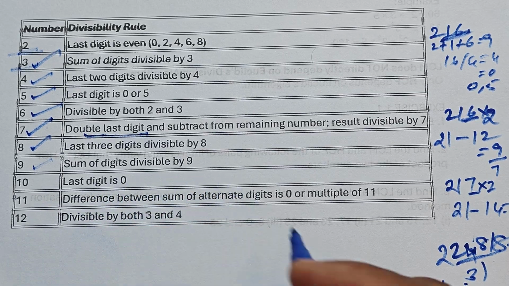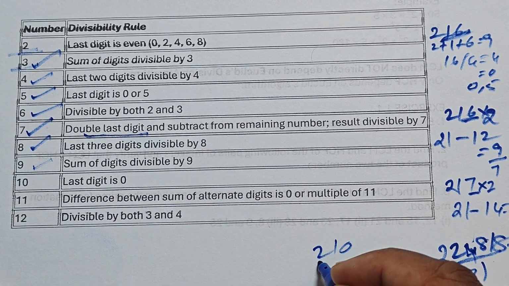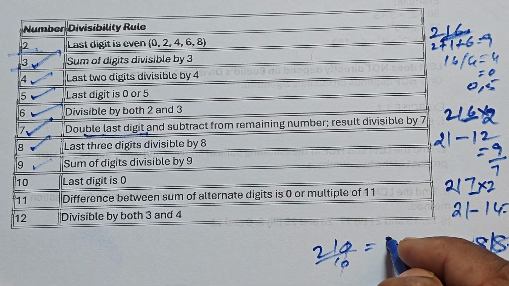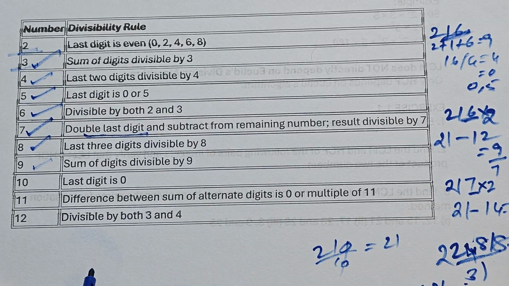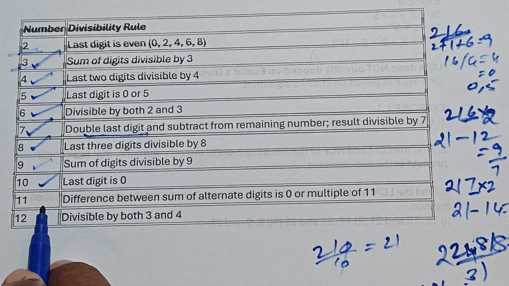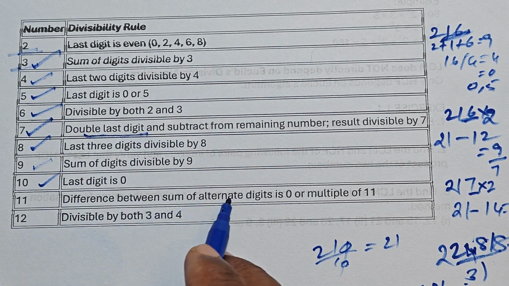If any number is say 210 divided by 10, obviously we will cancel out 0 and 0. So that means any number which is ending with 0 is divisible by 10. Next, divisibility rule of 11, difference between sum of alternate digits.